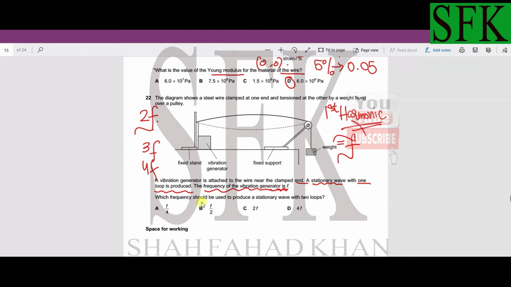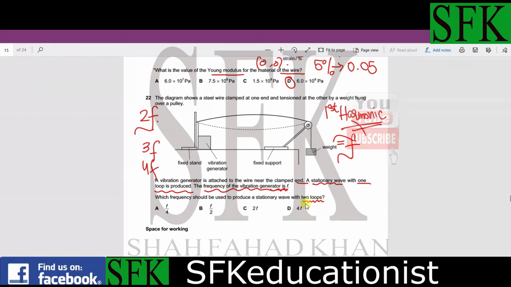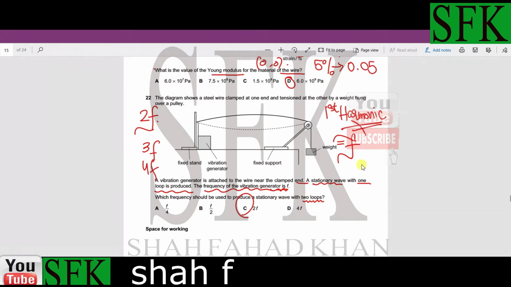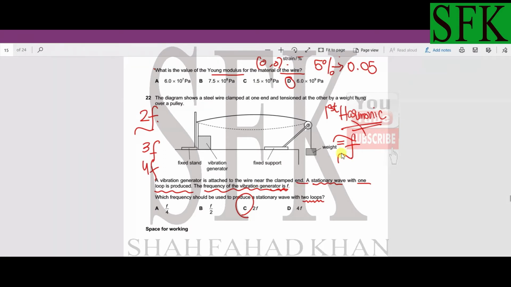Now which frequency should be used on the stationary wave to produce two loops? Now you want to produce two loops, so it's going to be 2f. It works like this: if you want one loop, it's going to be just f, but if you want two loops, it's going to be 2f for a string. And this condition actually changes when you are dealing with open pipes, and we'll talk about them when the question about the open pipes comes. Now let's move on to the next MCQ.